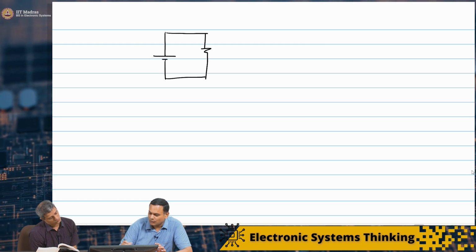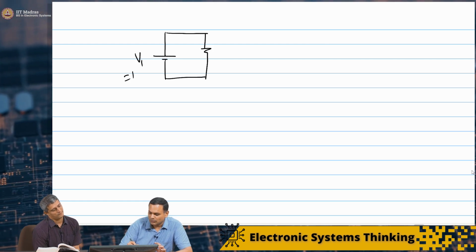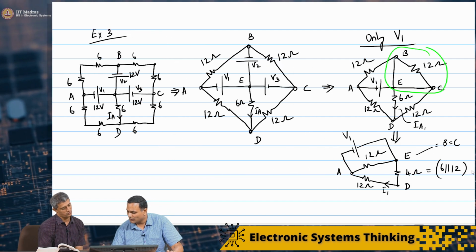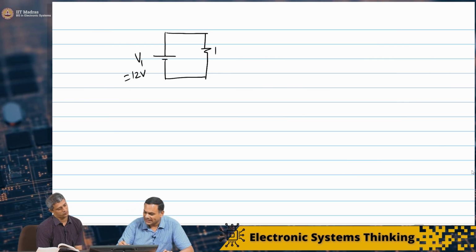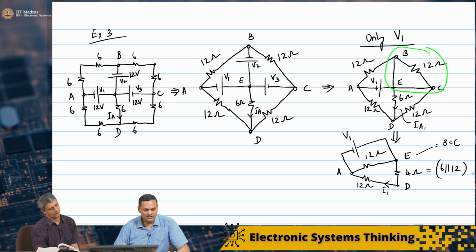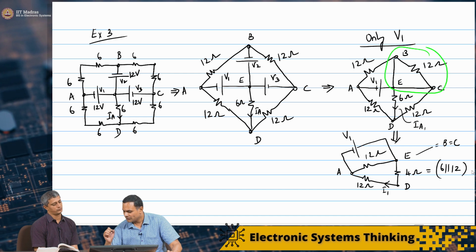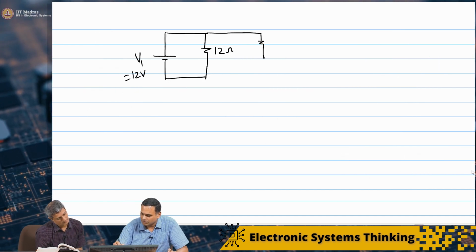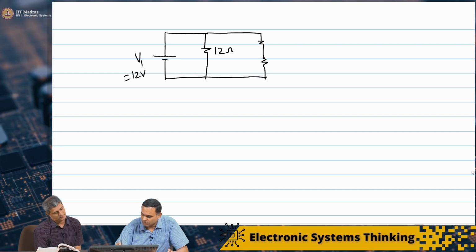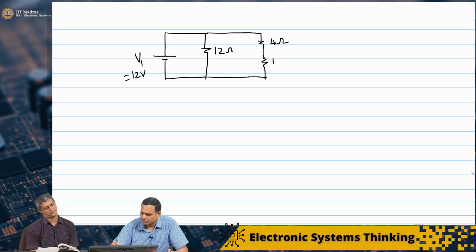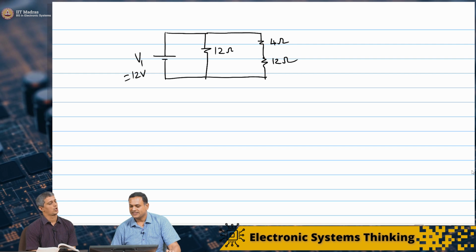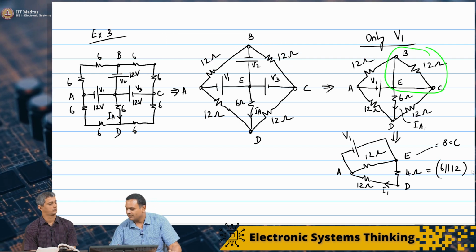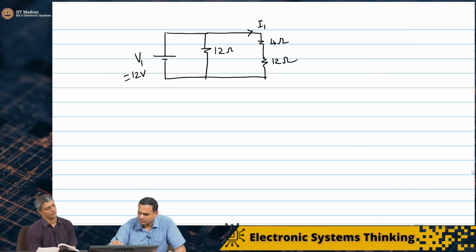So this is V1, which is 12 volts. And this is your 12 ohms in parallel with V1. We'll draw that as well. And I have 4 ohms and 12 ohms in series. I said this current flowing that way is I1.